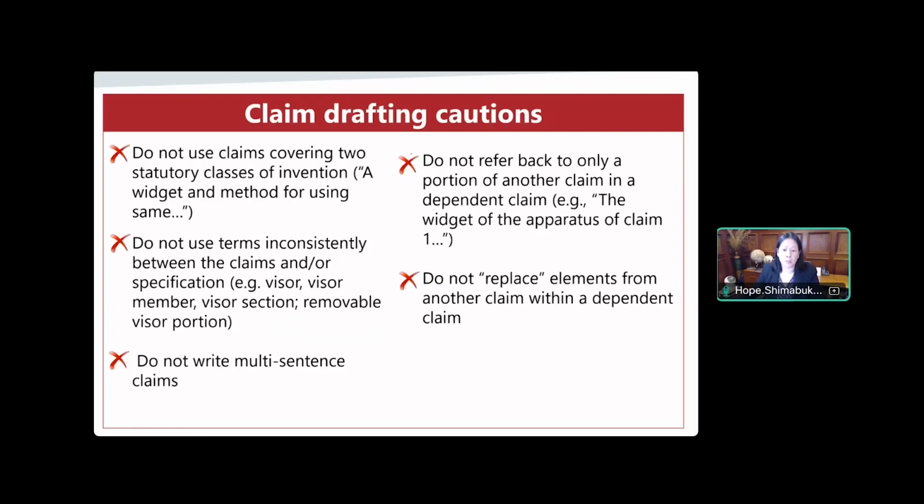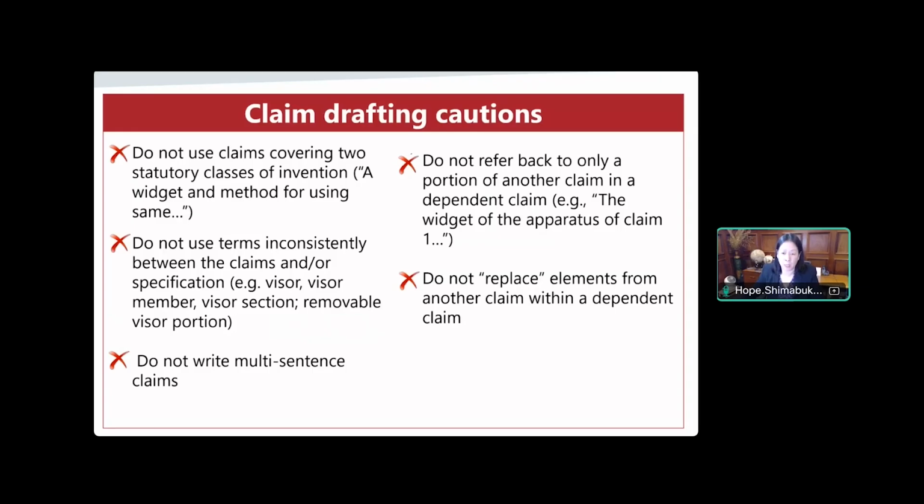Do not use terms inconsistently between the claims and/or the specification. For example, make sure that you're using the same term, whether it's visor, visor member, visor section, or removable visor portion. It is better to use the same term consistently in both the claims as well as the specification. Do not write multi-sentence claims.